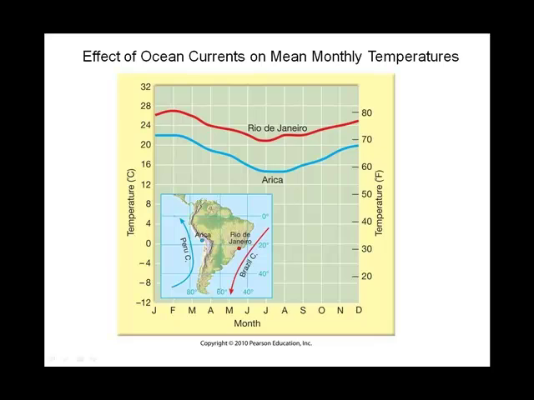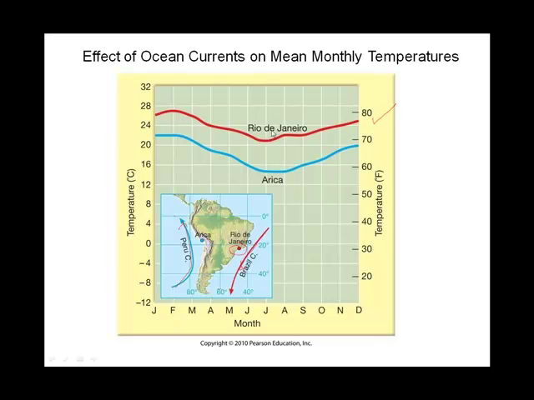So along those lines, we're going to look at a climatogram of two locations in South America. And in South America, there's a Brazilian current that is bringing warm water from the equator towards the South Pole. And on the west coast, there is a Peru current, and it is bringing cold water from the poles towards the equator. So if we compare Rio de Janeiro, it's this one up here.